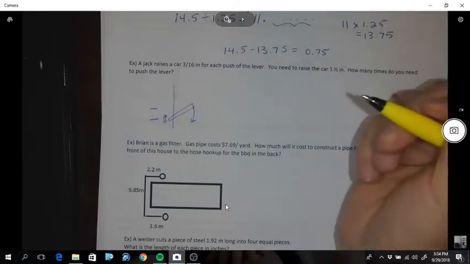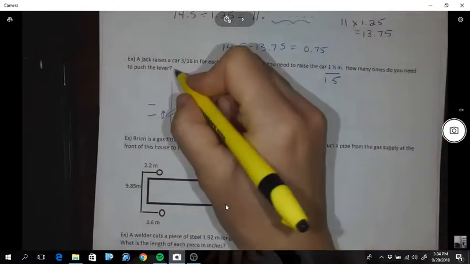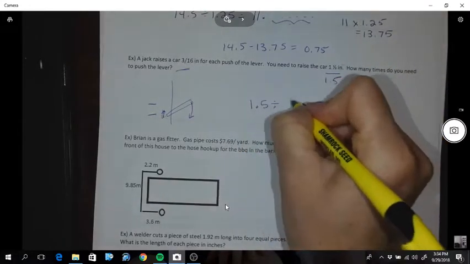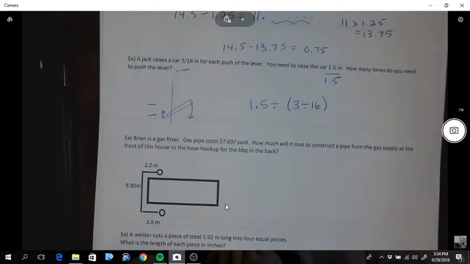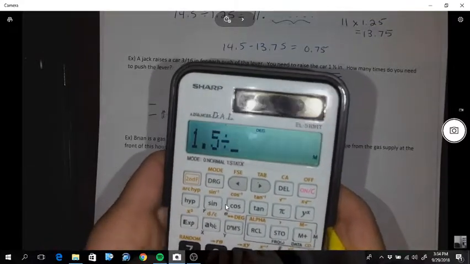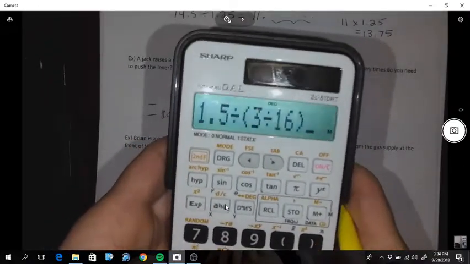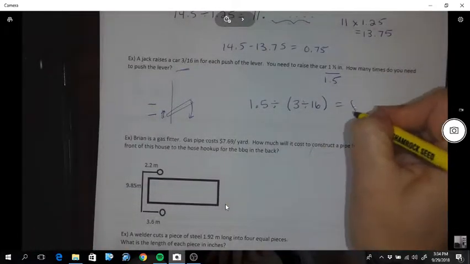So here's what I'm going to do in my calculator. I recognize that as 1.5. I don't recognize that. So I'm going to go 1.5 divided by, in my calculator, I'm going to put 3/16 represented like that in brackets. So 1.5 divided by 3/16, I will show you how to type that in: 1.5 divided by bracket 3 divided by 16 bracket. So therefore you're going to push that lever 8 times.